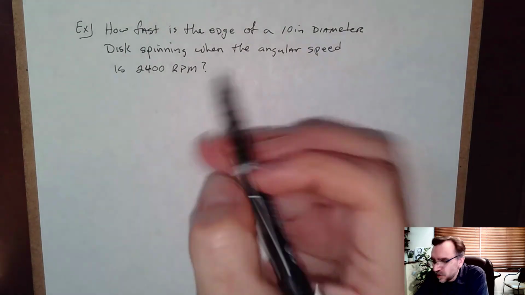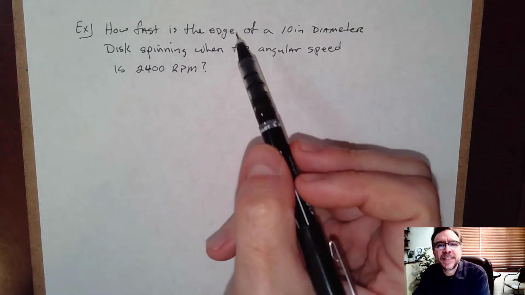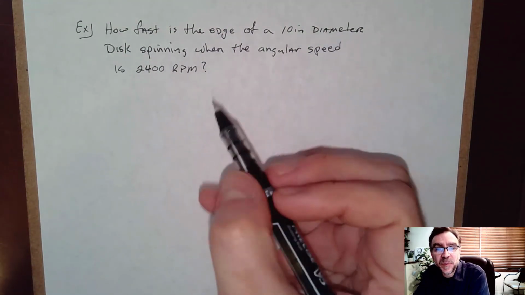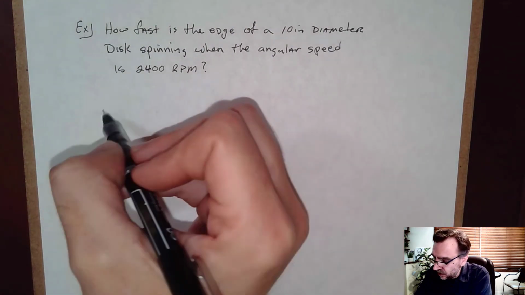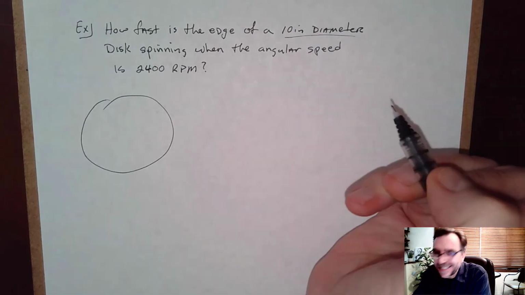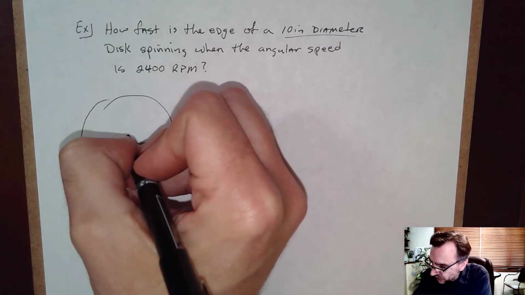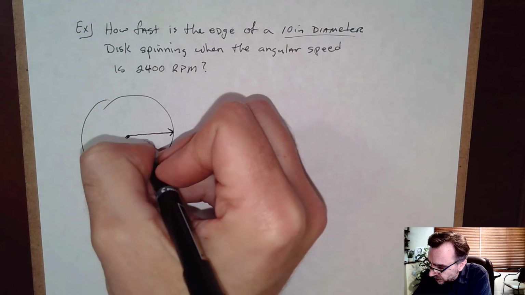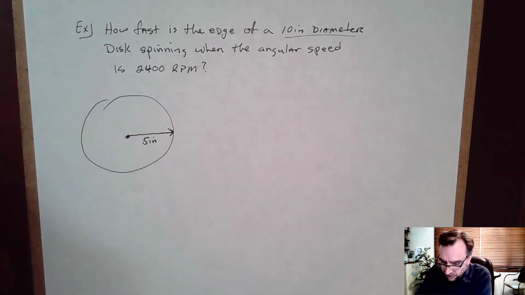All right, so here we're going to do a pretty typical example. How fast is the edge of a 10-inch diameter disc spinning when the angular speed is 2400 RPM? Now we've got to be a little careful. It said 10-inch diameter, and we need the radius. So here's our disk. The disk is going to have a radius of 5 inches.